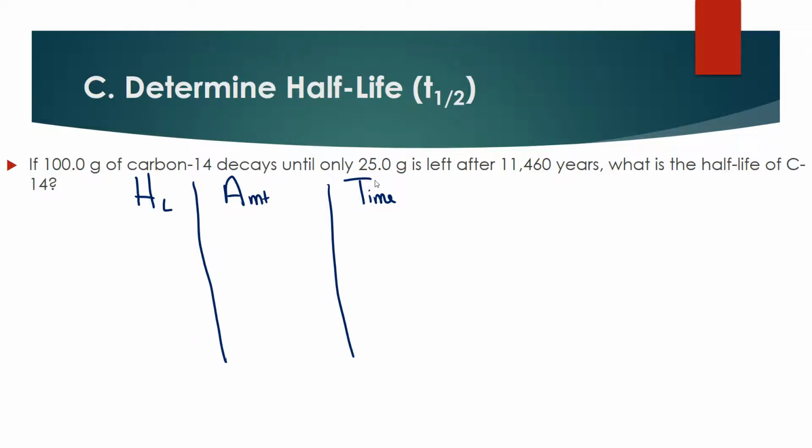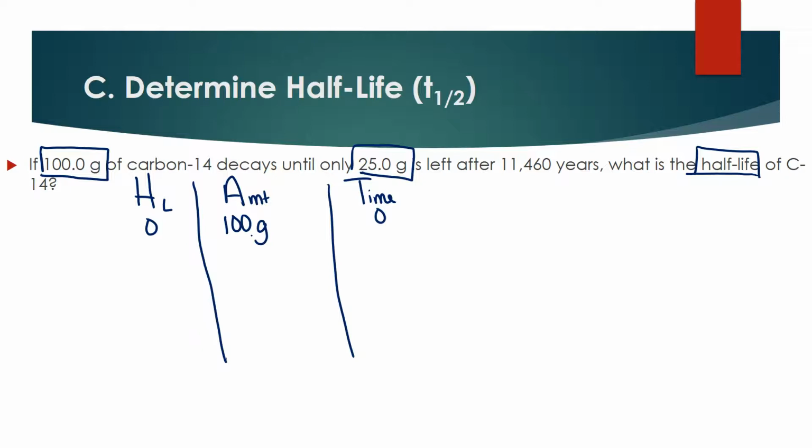It says if 100 grams of carbon-14 decays until only 25 grams is left after 11,460 years, what is the half-life of carbon-14? So we're trying to figure out how long it takes for half of the atoms to break down. If we take a look, we have a starting amount and an ending amount. That means at time 0, before one half-life has occurred, we originally started with 100 grams.